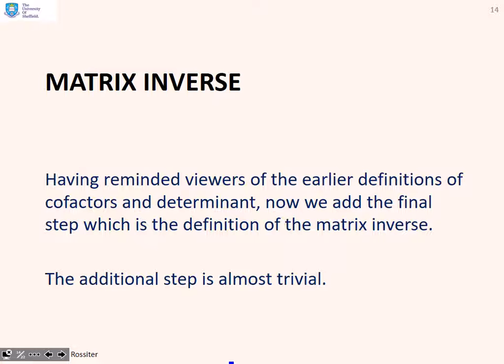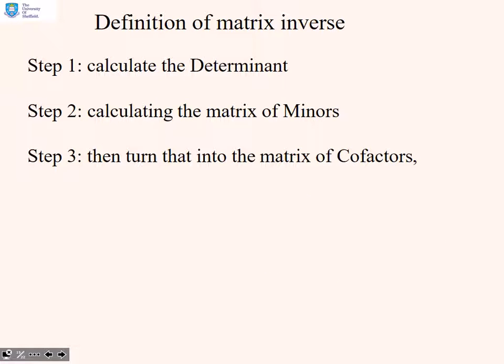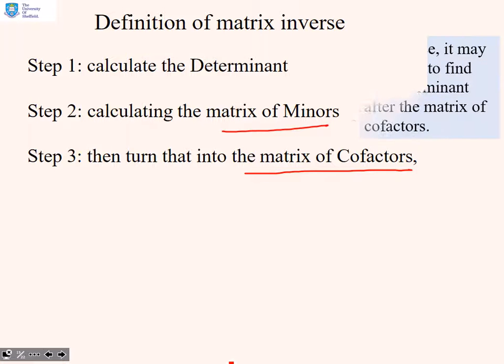Okay, matrix inverse then. What we've done so far is remind you of the earlier definitions of cofactors and the determinant. Now we're going to get to the final step, which is how we use these to get the matrix inverse. The key thing is this final step is almost trivial. So this is what we're going to do. Calculate the determinant, calculate the matrix of minors, calculate the matrix of cofactors, and there's a little warning here. In fact, you might want to find the determinant after you found the matrix of cofactors, but we're not going to dwell on that level of detail.